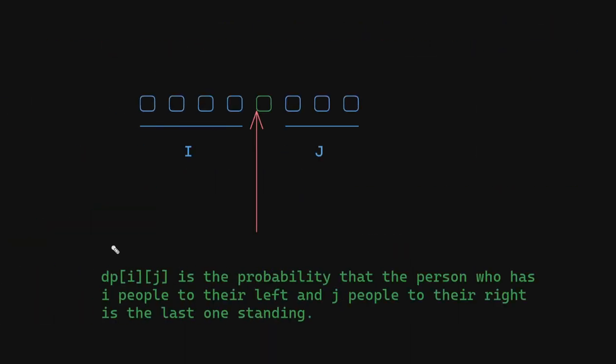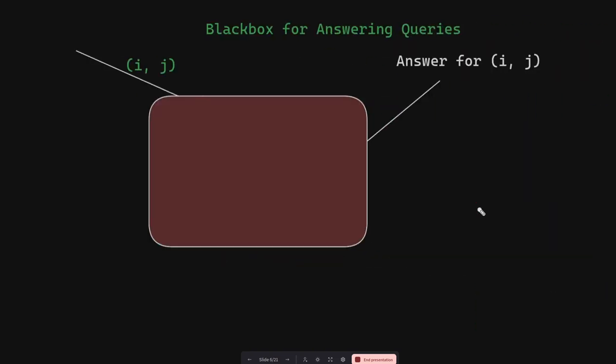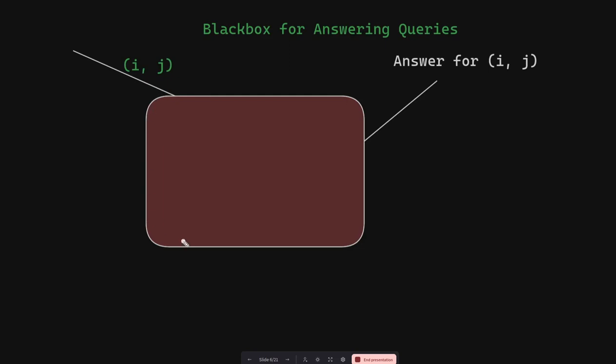So what we can do is, since we do not know the answer to any of them, like we do not know the answer for, let's say, dp2 comma 3 or dp 5 comma 7, let us pretend that there is a black box that can answer all of these questions for you, right?